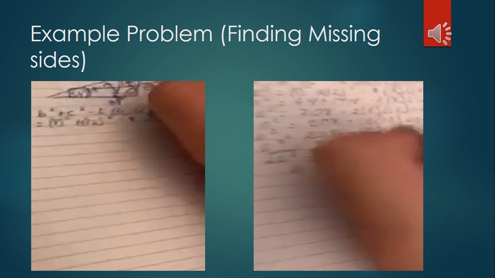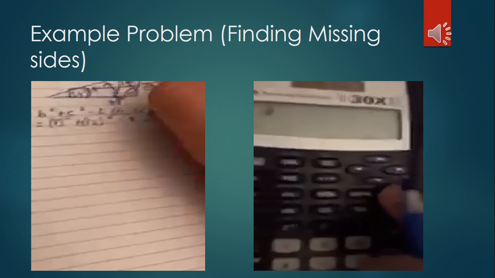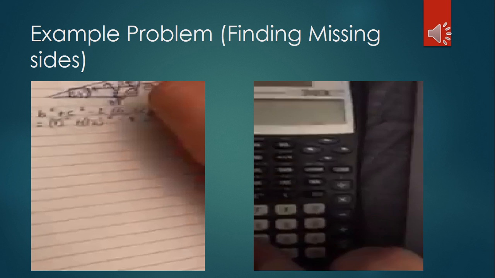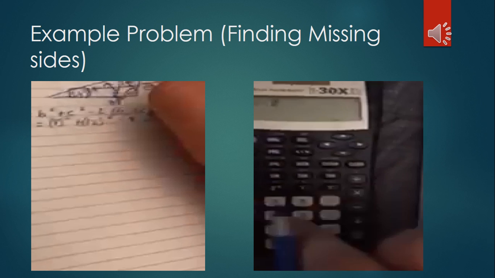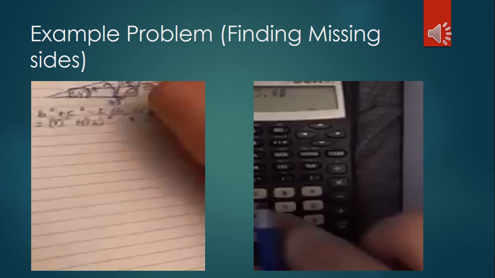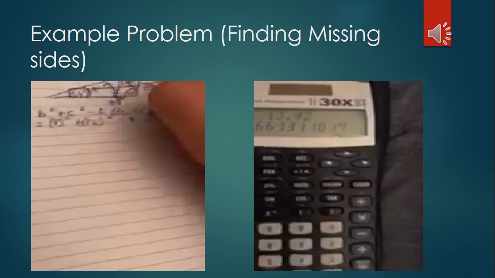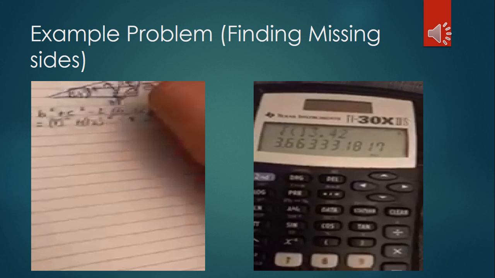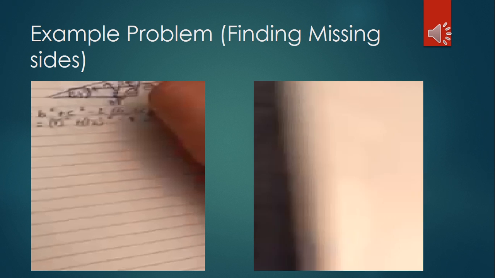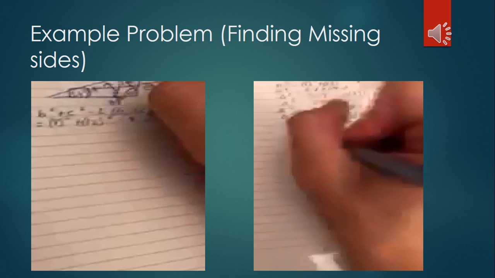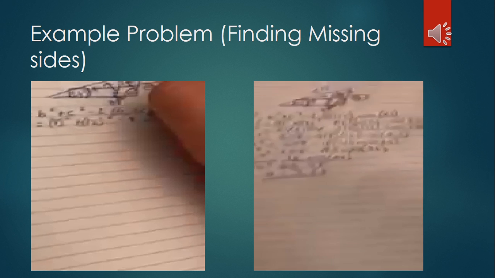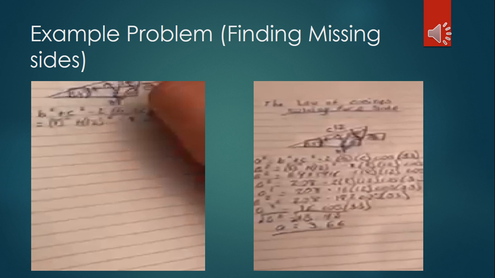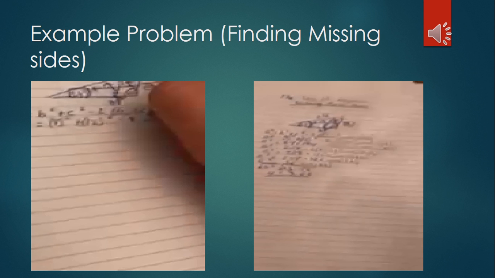So it would be a equals, and then go here, square root 13.42. And then there's your answer for your missing side. So 3.66 is A. And that is how you solve. You do law of cosine solving for a side.